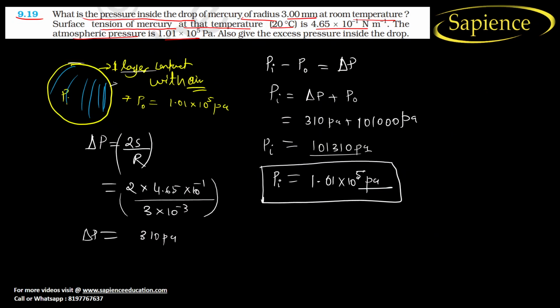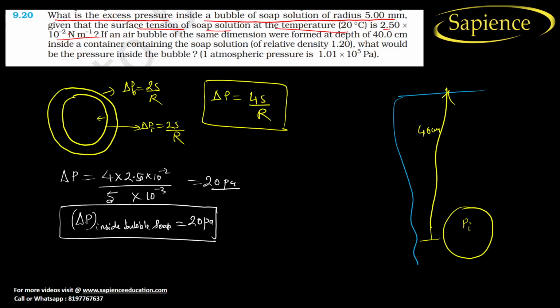As we have studied, the pressure inside will be equal to the excess pressure plus P naught. First of all, what is the outside pressure? Let us assume that the outside pressure P naught is equal to the atmospheric pressure plus rho g h. So this thing we know: atmospheric pressure plus rho g into h. The atmospheric pressure is 1.01 into 10 to the power 5 Pascal, plus rho is the density of the water.